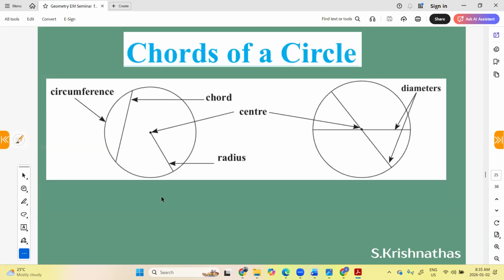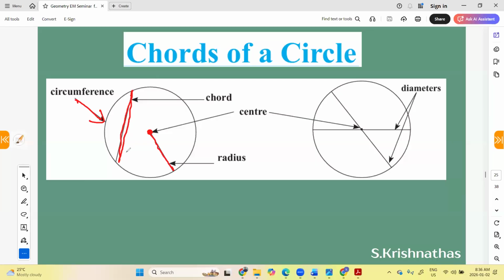Circle theorems. Chord of a circle. Students, can you identify these parts of the circle? Okay, these are the basic things. This is the center. This one is the radius. This one is the chord. Okay, this is the circumference. One more time.